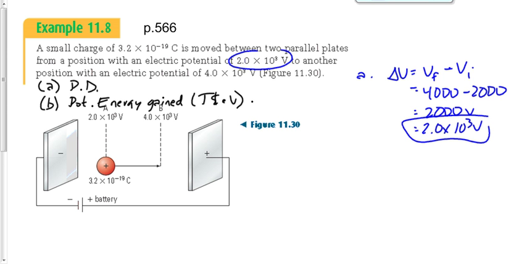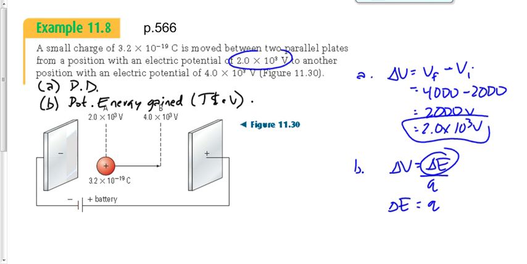Now, what's the potential energy gained? Well, we know that delta V is also equal to delta E over Q. And delta E is potential energy change, potential energy gained or lost. Maybe they could also ask me for the work done. If they're asking for the work done, it would be the same as the potential energy gained. Same answer as B would be.